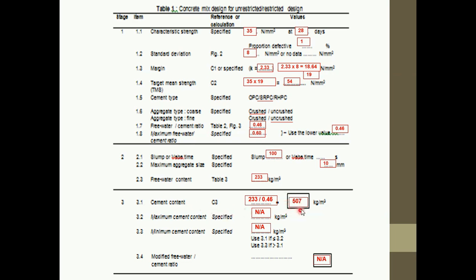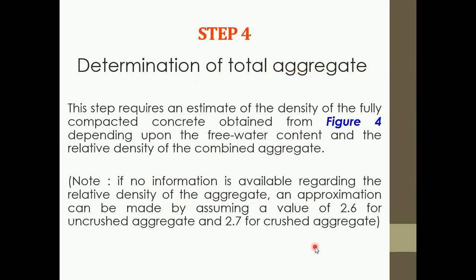For maximum cement content, this is not required. Here is also not required, and here you also don't have to do anything. Then we move on to step number 4, which is to determine the total aggregate for the mix design.